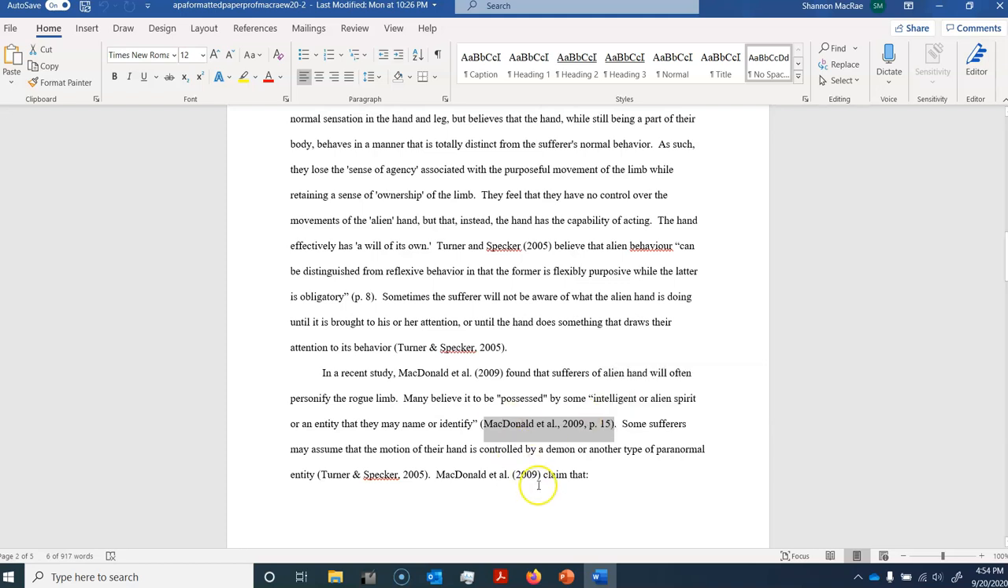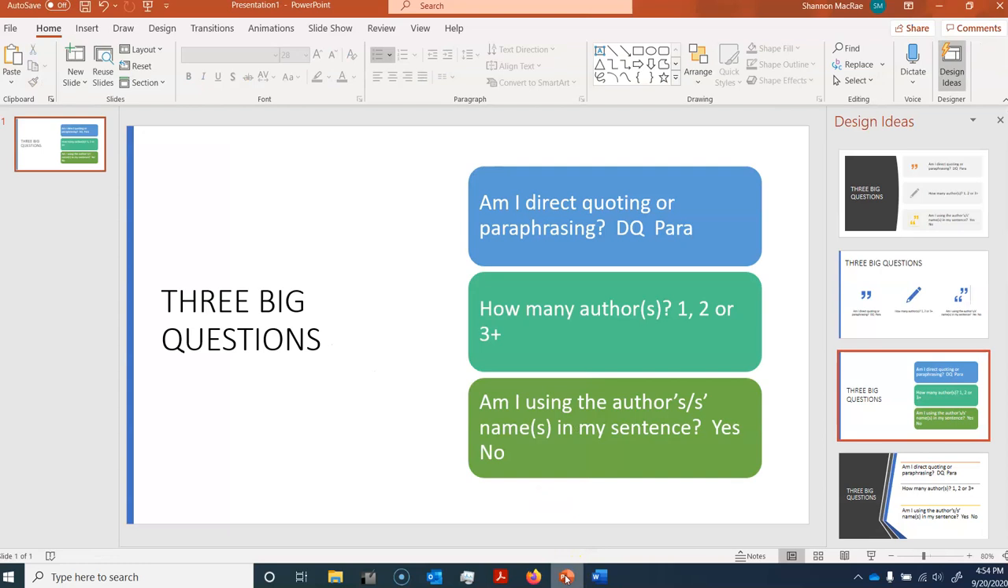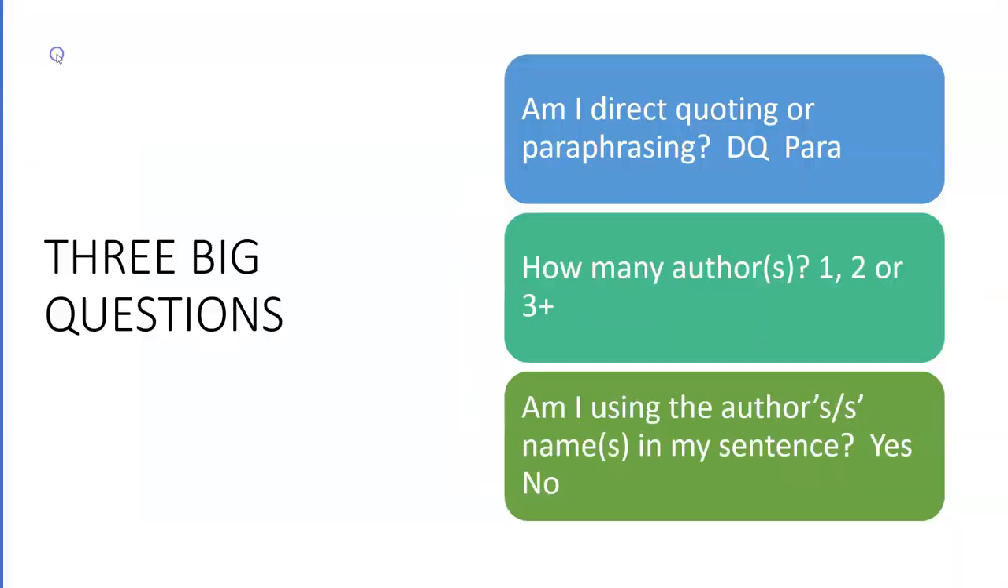We're going to unlock the pattern in this video, and then we'll get some practice with it. Before you even get started, there are 3 big questions that you want to ask yourself each time you're writing a sentence. Your answers to these questions are going to guide you in terms of what to do in your bracket for the in-text citation. The first question you need to ask yourself is, am I direct quoting or am I paraphrasing? You only have 2 possible answers there. Either you're direct quoting the information or you're paraphrasing it.